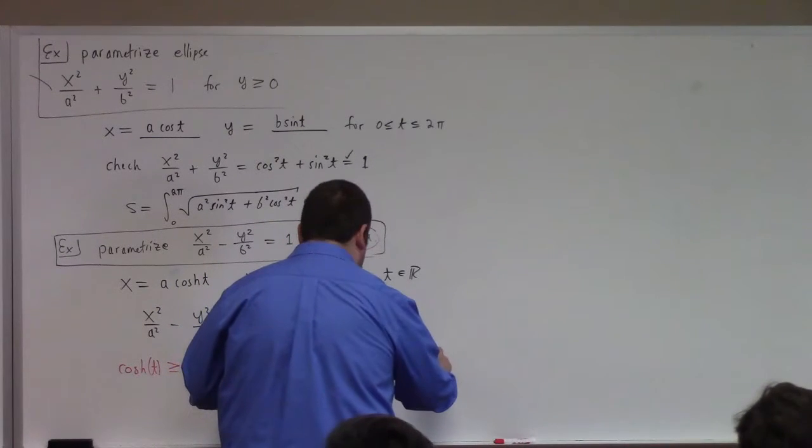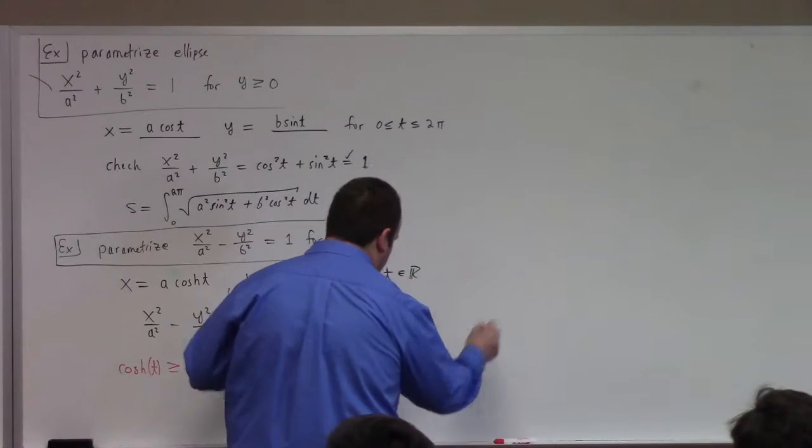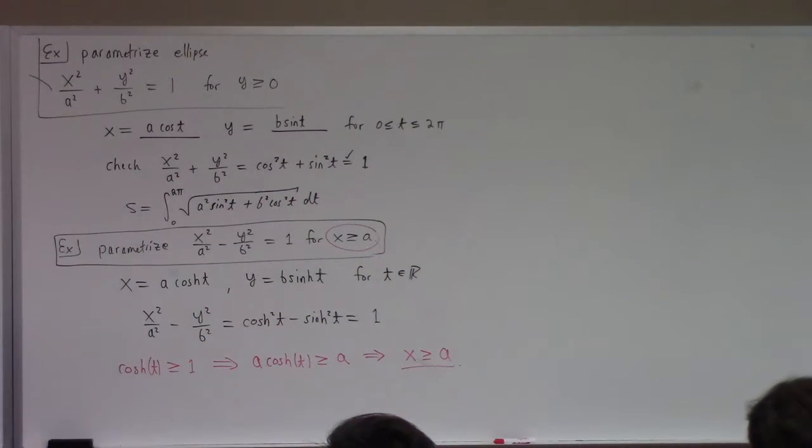All right, x greater than or equal to a is what we have. Oh, hey, but that's what we want. In other words, it's just like the example I worked the last class where we had the right half of the hyperbola, right? But now I've done it for arbitrary a and b. Okay?